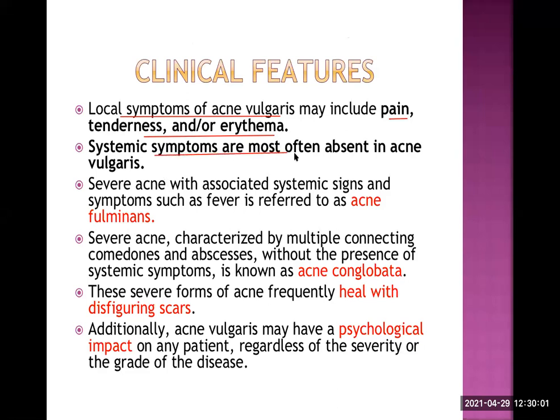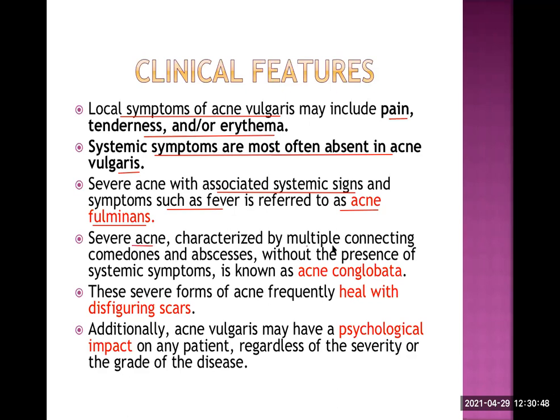The systemic symptoms are most often absent in case of acne vulgaris because it's a localized disease. But there are certain exceptions, okay? We'll talk about that. But usually, in case of acne vulgaris, the most common type of acne, systemic symptoms like fever, myalgia, arthralgia, all of those are absent. Severe acne with associated systemic signs and symptoms such as fever is referred to as acne fulminans. Fulminans means severe type. The name itself tells you. Acne fulminans is a rare type of acne vulgaris where there is severe involvement of the area along with some systemic symptoms and signs.